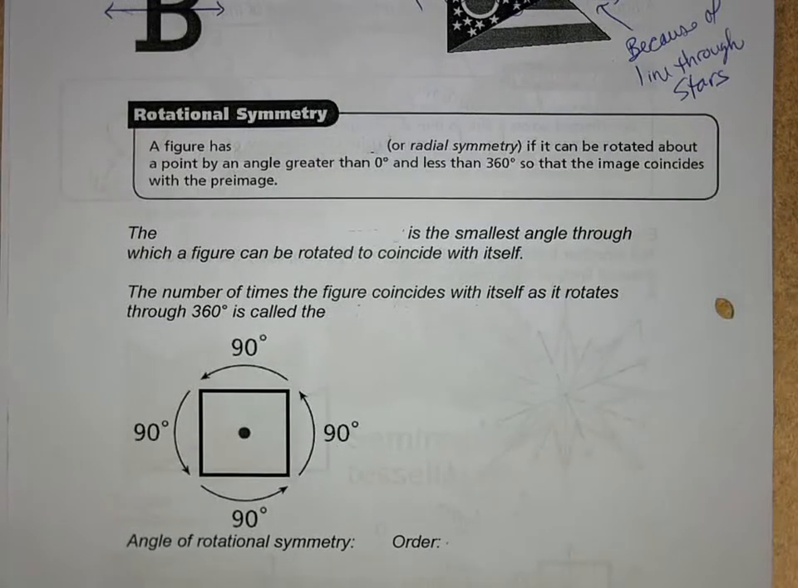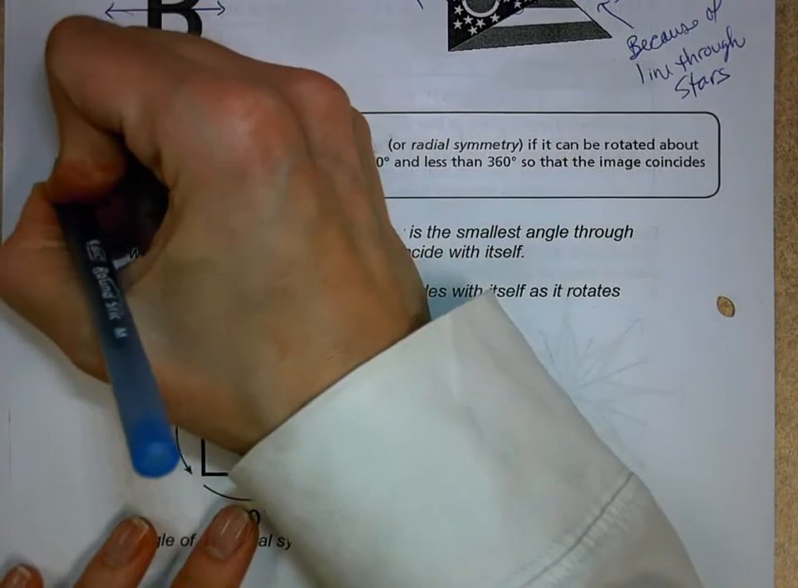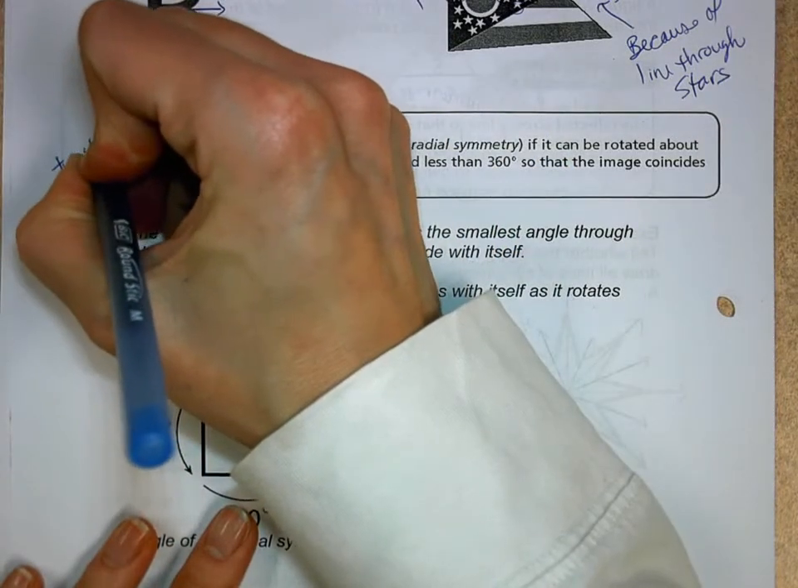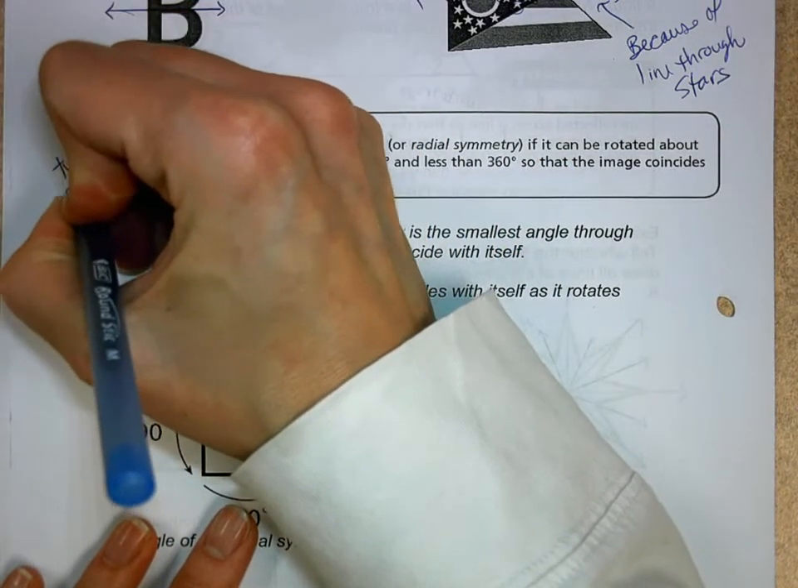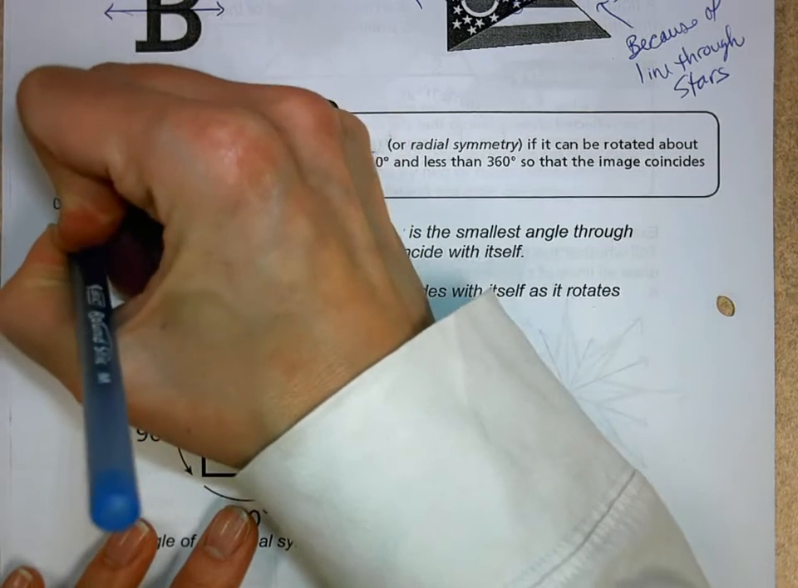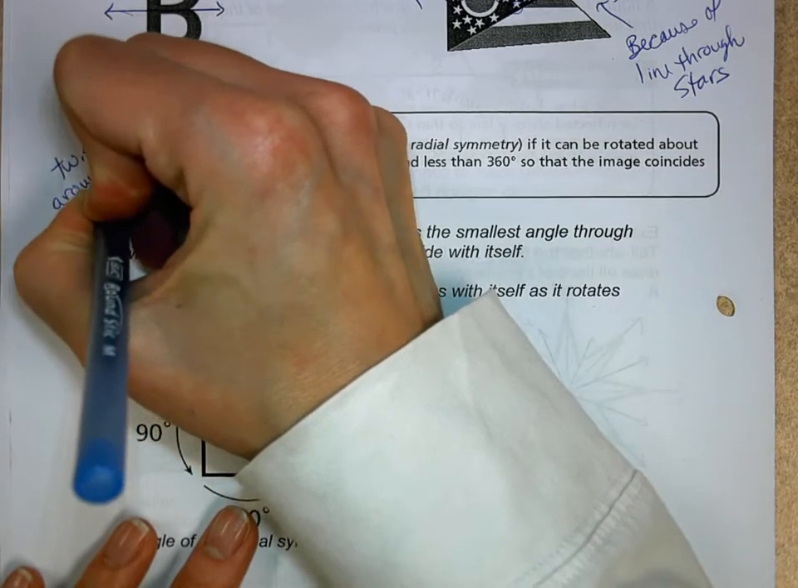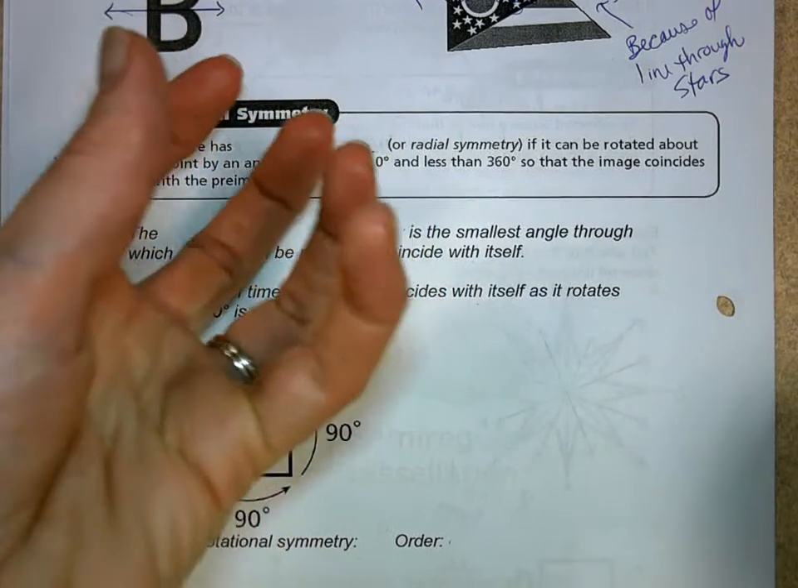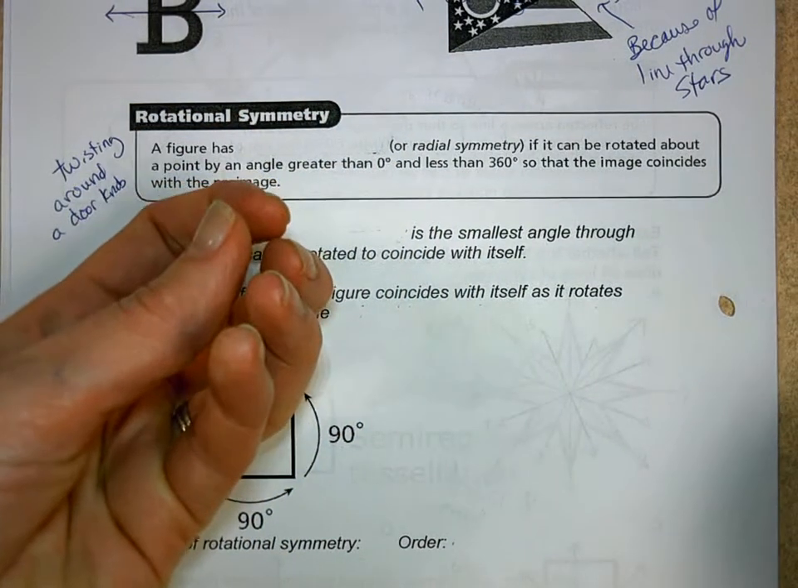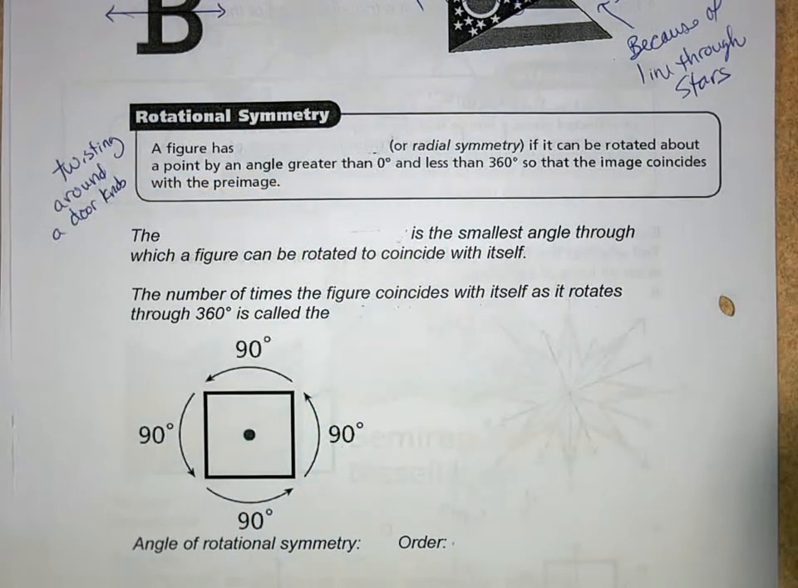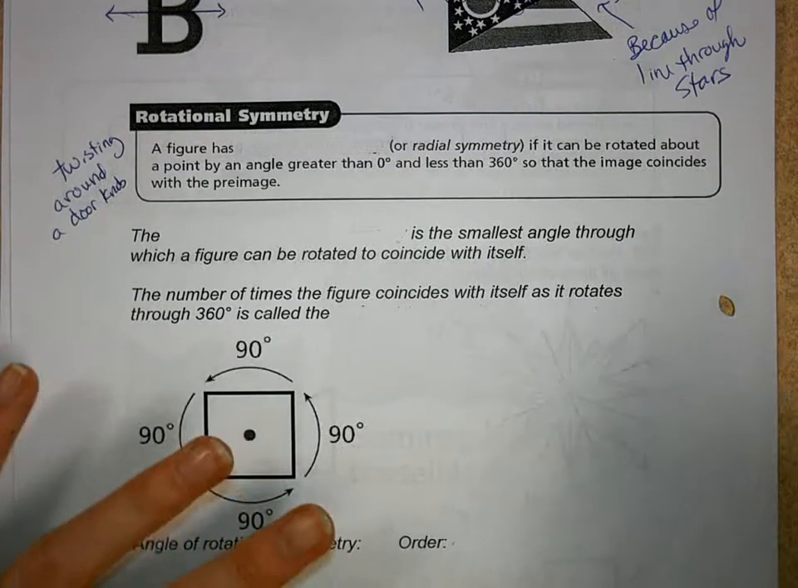Okay, now we're talking about rotational symmetry. Remember I told you to think of rotational symmetry like twisting around a doorknob. Because you want to think about going around the axis of the doorknob, like perfectly turning it when you're working with it. Now, we have what's called rotational symmetry.